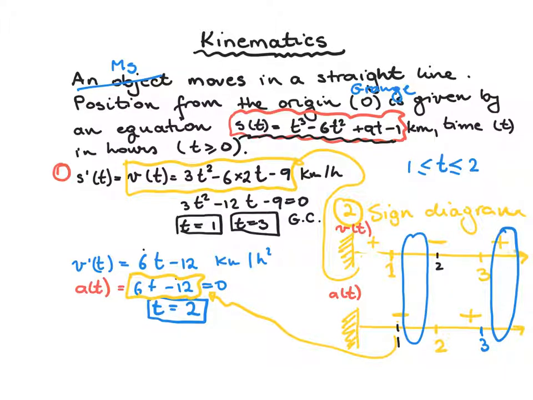Now let's have a look at this one here. So that would tell us when t is bigger or equal to 3, and speed is increasing.